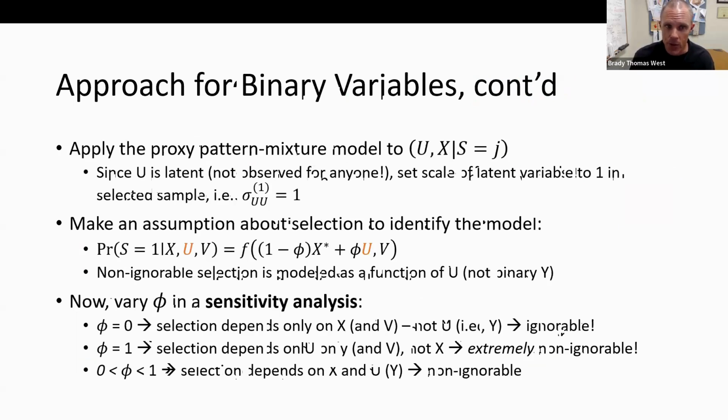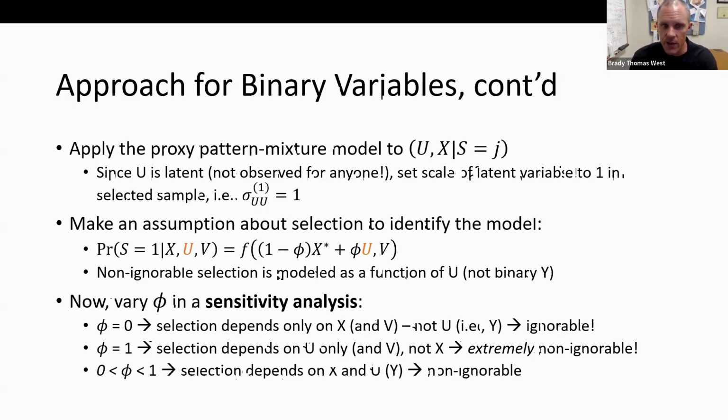Okay. We then apply that proxy pattern mixture model to all the observed information. Remember that U is latent, so it's not actually observed for anyone. So we set the scale of that latent variable to 1 in the selected sample just to make sure that the model is identified. Furthermore, to make sure the model is identified, we make an assumption about selection. Okay. We write down this general function that defines the probability of being selected into the non-probability sample as a function of X, that latent variable U, and then these additional potential covariates called V, okay?